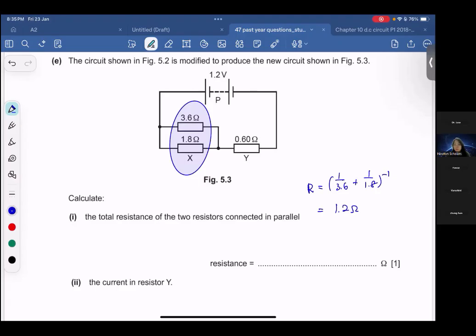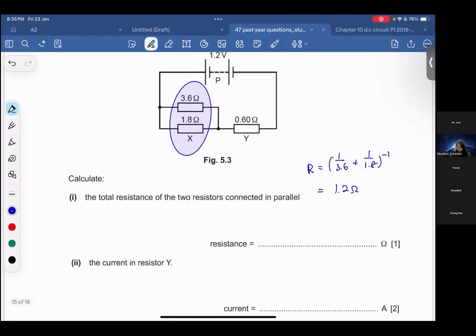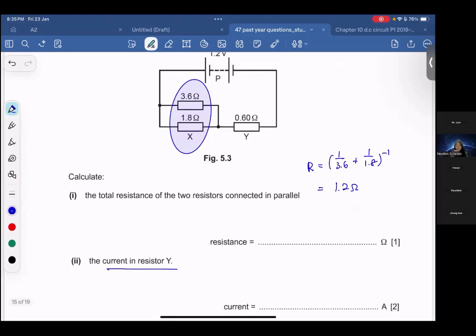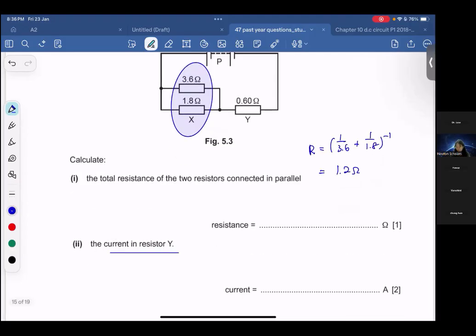Let me check your answer. Chonghan, correct. Sean, correct. Fatima, correct. Kai Chen, correct. Okay, dear, can you calculate the current in resistor Y? What is the current in resistor Y? Chonghan, correct. As I told you, why do they get you to find this? Maybe this will be used.